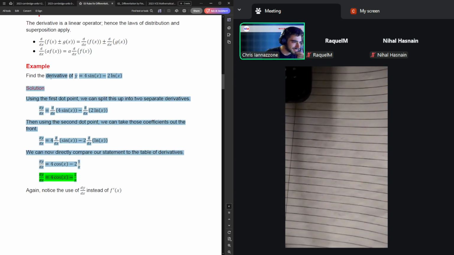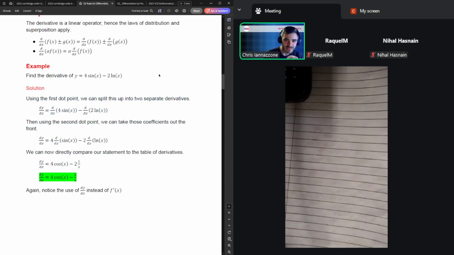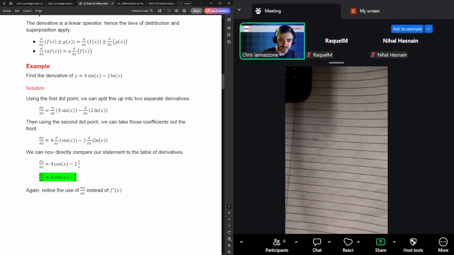Any questions on those fundamentals? Just looking at our derivatives table and based on whatever function we have, just replacing it with a different term. At least that's pretty much the entire procedure.